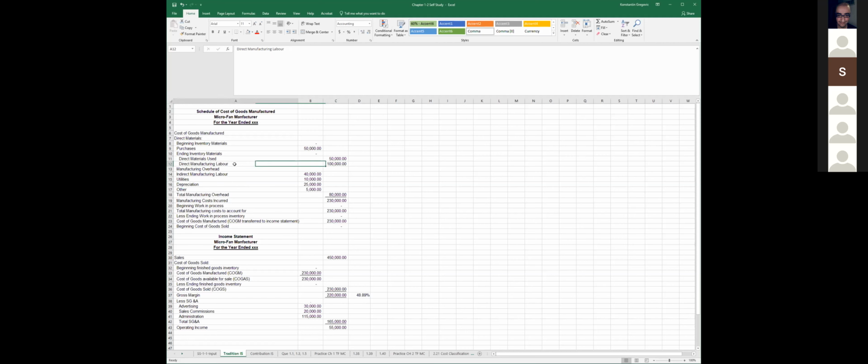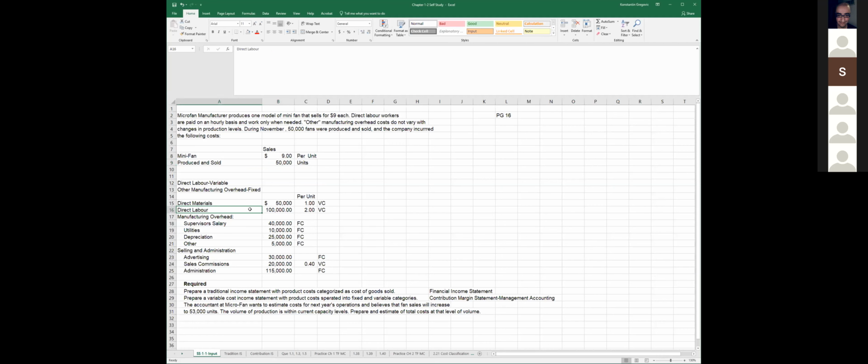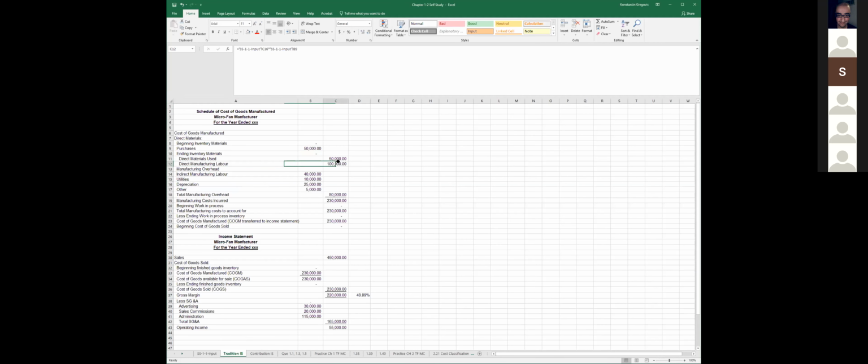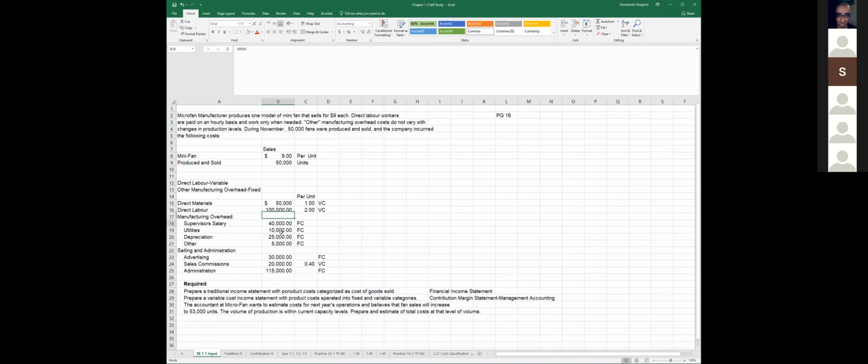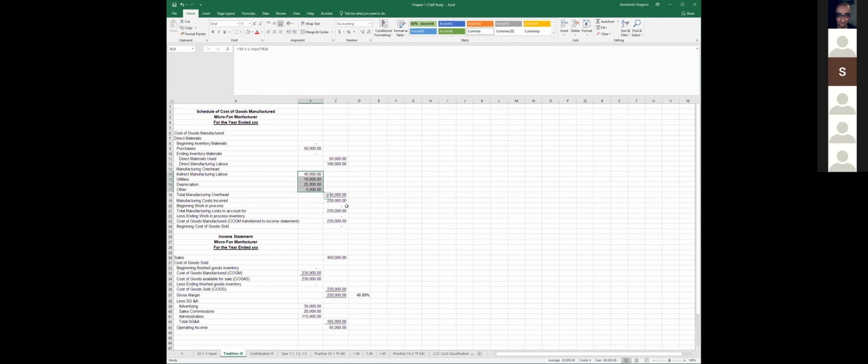So now we've got another direct cost, direct manufacturing labor. It's calculated, it's 100,000. So 100,000 direct labor. Now we need to do our overhead. So we've got our manufacturing overhead, again indirect manufacturing overhead, which is basically your fixed costs, all these four right here. Your total manufacturing overhead is 80,000. Total manufacturing costs: you've got your direct materials used, your direct labor, your total overhead, that's your total manufacturing costs.